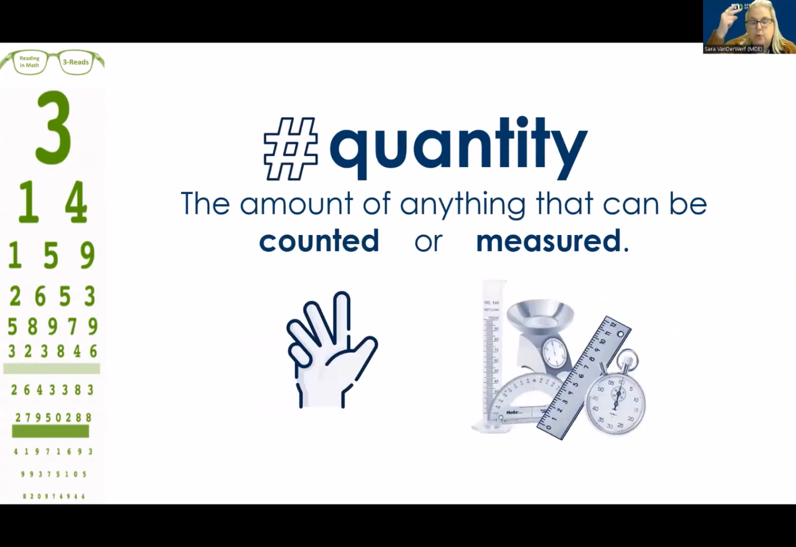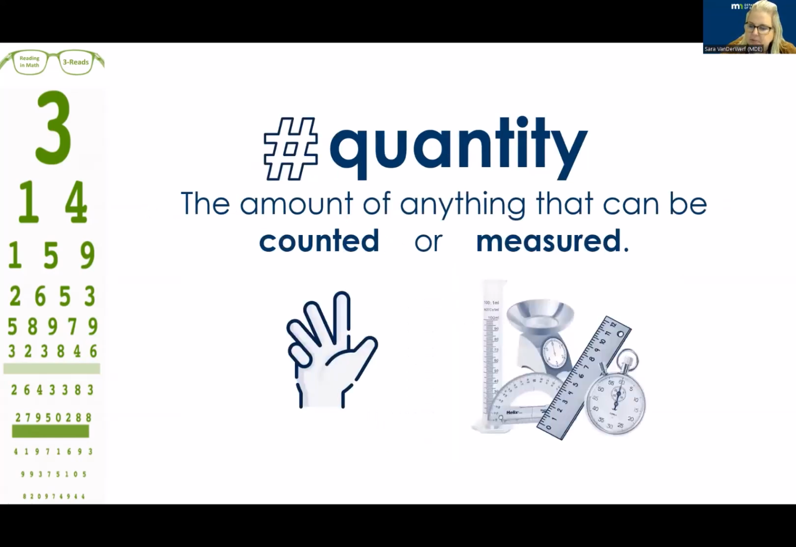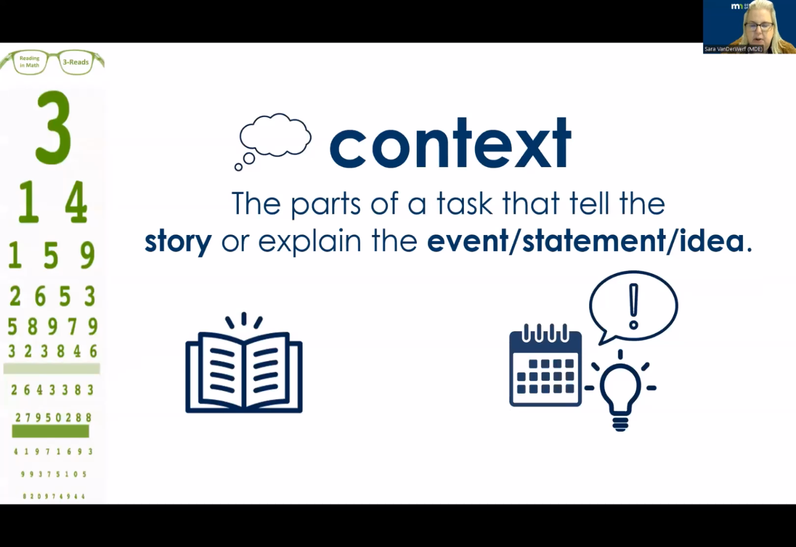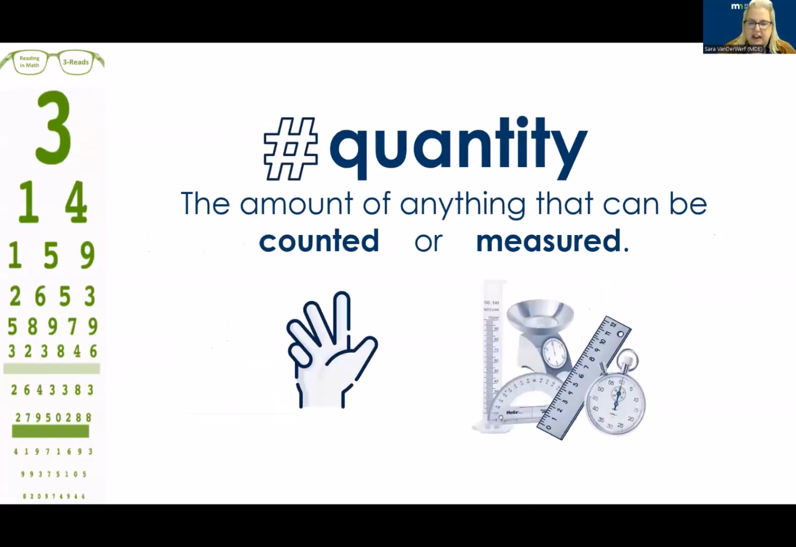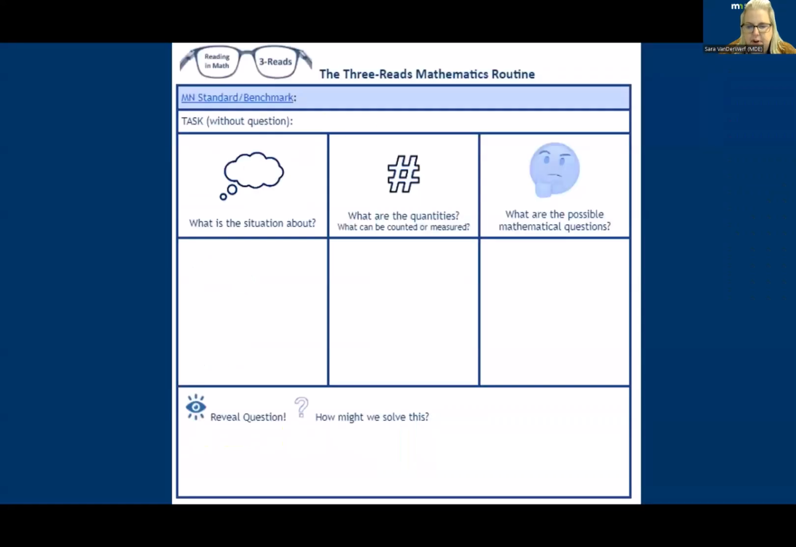The second thing are the quantities. Those are anything that you can count, anything that you can measure. And by the way, sometimes those things are hidden in the words and they're not just the numbers. And so a lot of times students miss it if they're not reading the words. And then the third thing is the prediction, making an educated guess based on their observations about what's going to happen.